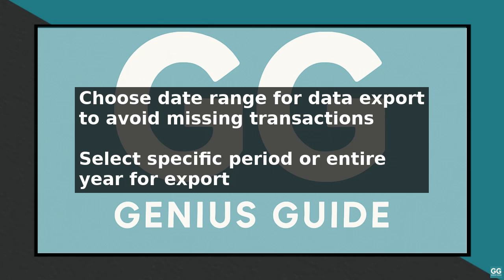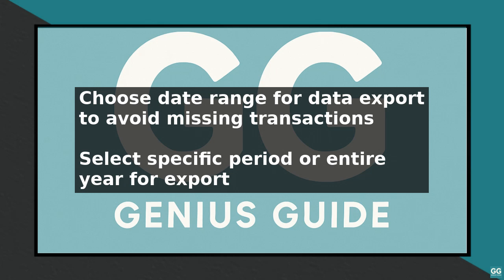You can choose a specific period, such as a month or a quarter, or you can export data for the entire year. Make sure to select the correct date range to avoid missing any important transactions. After selecting the format and date range, click on the Export button to download your data.